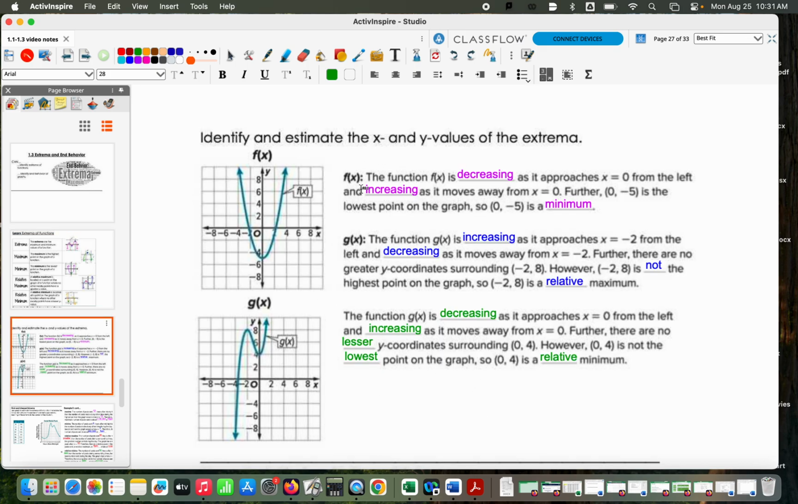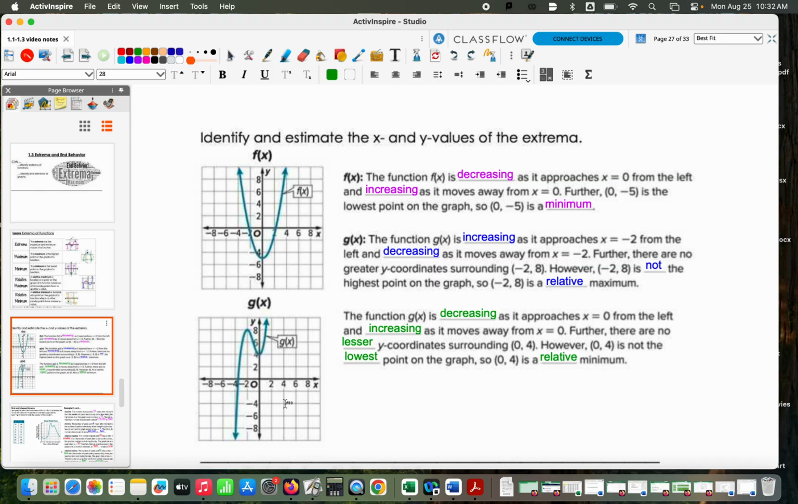If we look at this first f of x function here, the function is decreasing as it approaches x equals 0. So x is 0 right here. As we go from left to right, I know this is going up, but as you read left to right, the graph is actually decreasing. So it gets closer and closer here to this. It's decreasing this way. And as we approach 0 from the other way, it increases as it moves away from 0. So it's increasing this way. It's decreasing, again, as we read the graph left to right. So that point (0, -5) is the lowest point. There's no part of this graph that's lower, so that is a minimum.